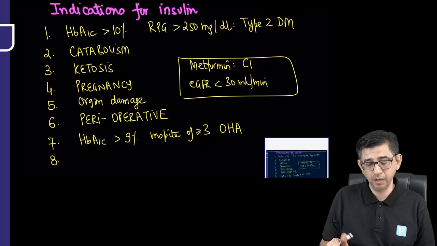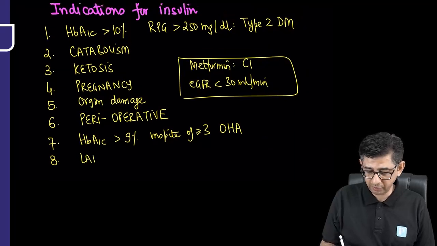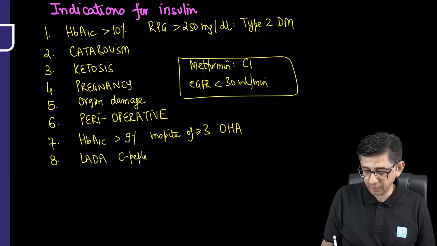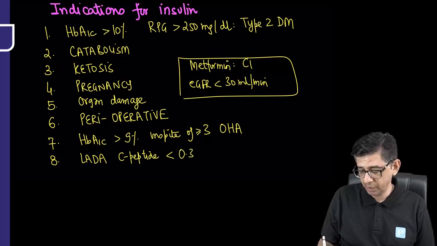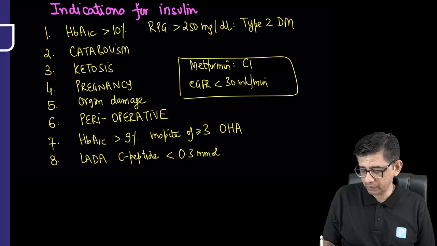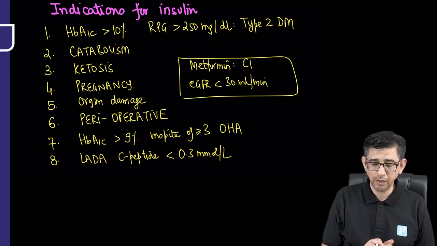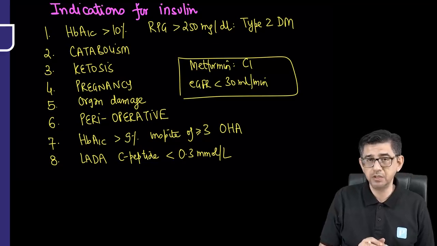Apart from this, I've also explained that if a person is diagnosed to be having LADA, latent autoimmune diabetes in adults, and the C-peptide levels progressively fall. Initially, the patient might be put on metformin and diagnosed as type 2 diabetes mellitus, but as the C-peptide values will fall to less than 0.3 millimoles per liter, that would imply that we will have to switch him over to insulin. And in this list, I've not included emergency indications.